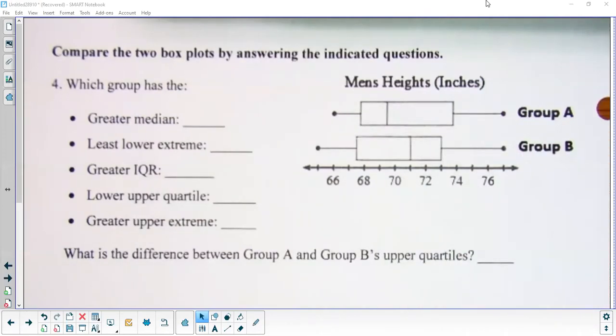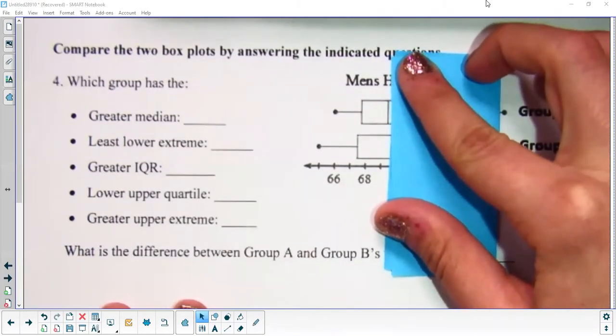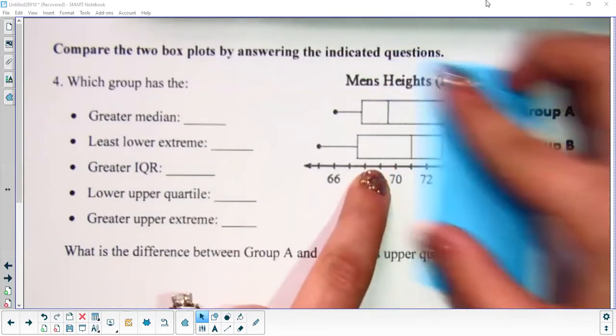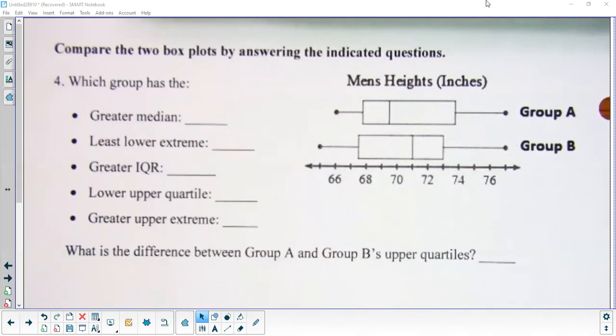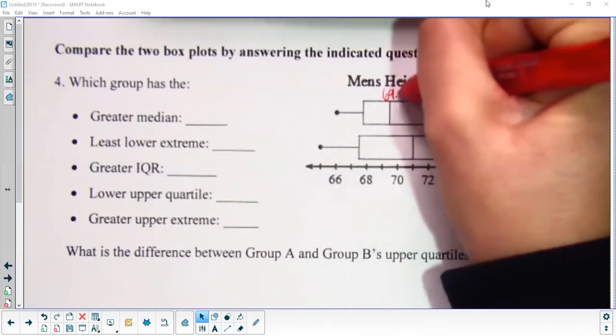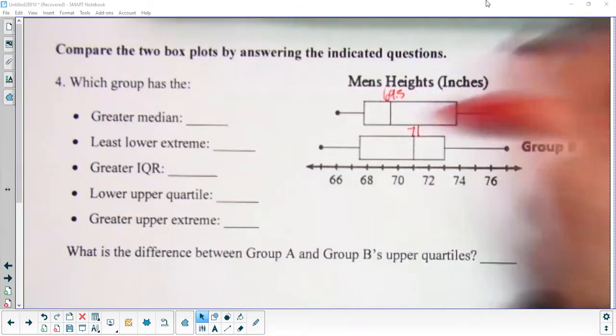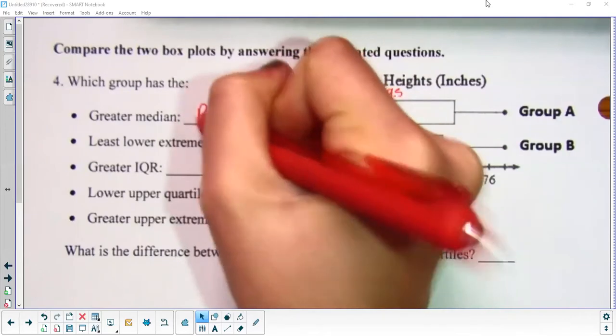Here, it's kind of hard to tell, so I'm going to take a little piece of paper. It looks like I'm in between 69 and 70, about halfway in between 69 and 70, which is 69.5. I'm actually going to write that down. 69.5, and then this one is 71. So which one of those has the greater median? That would be group B.